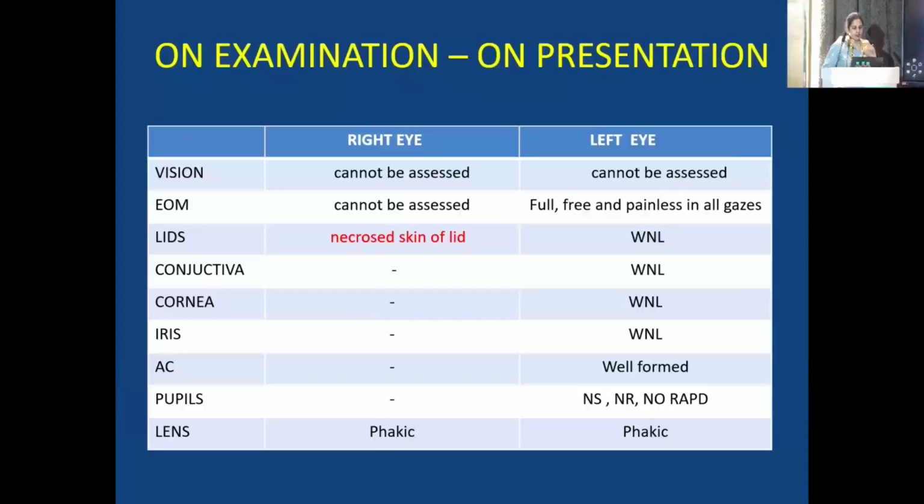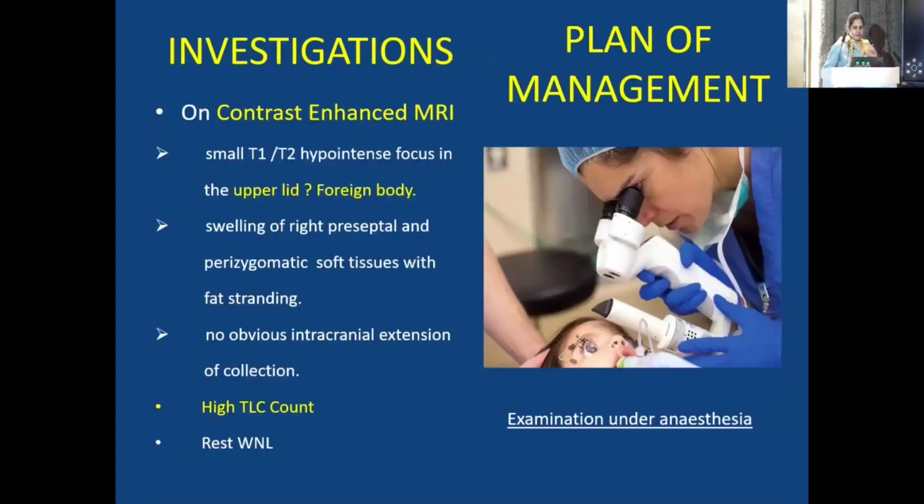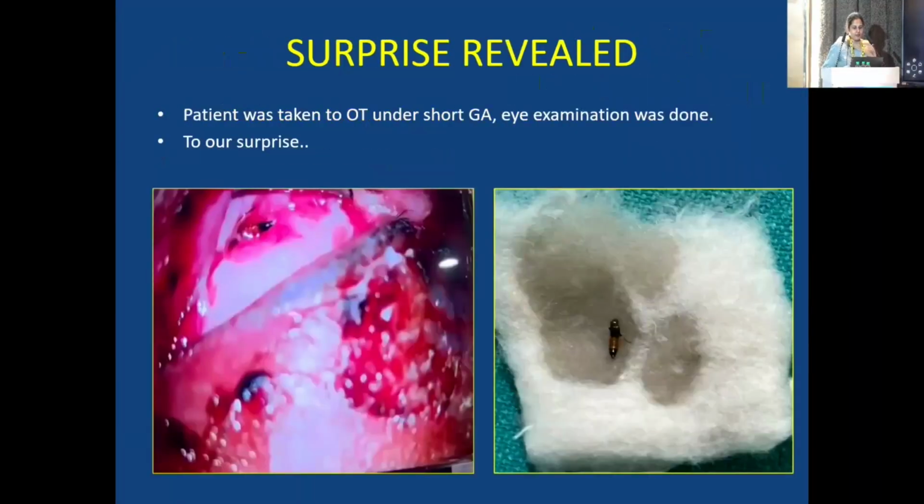In the lids, necrosed skin of lid was present, and in the left eye, lids, conjunctiva, cornea, iris, anterior chamber all were within the normal limit. On contrast enhanced MRI, a small T1, T2 hypointense focus in the upper lid was present, query foreign body, swelling of right preseptal and perizygomatic soft tissue with fat stranding, no obvious intracranial extension of collection, high TLC count, rest was within normal limit, and so plan of management was examination under anesthesia.